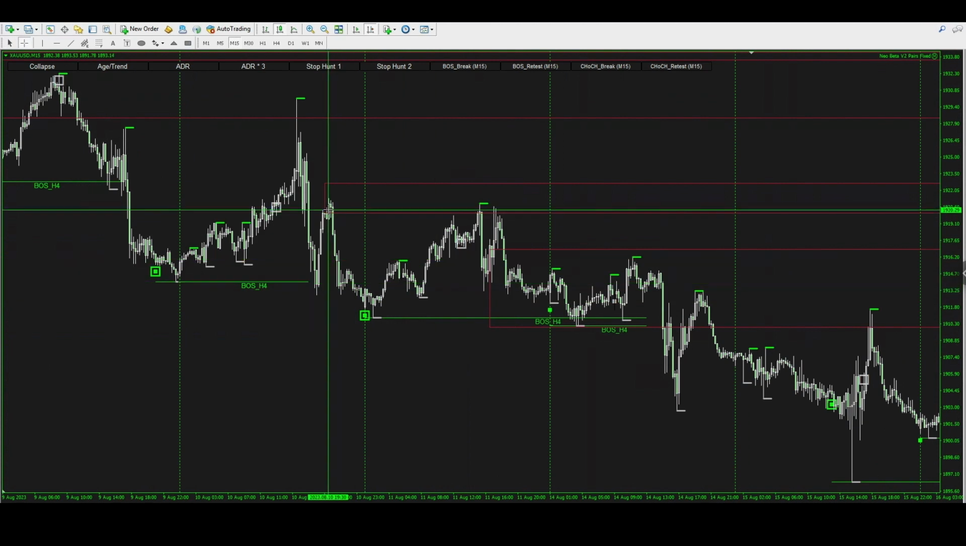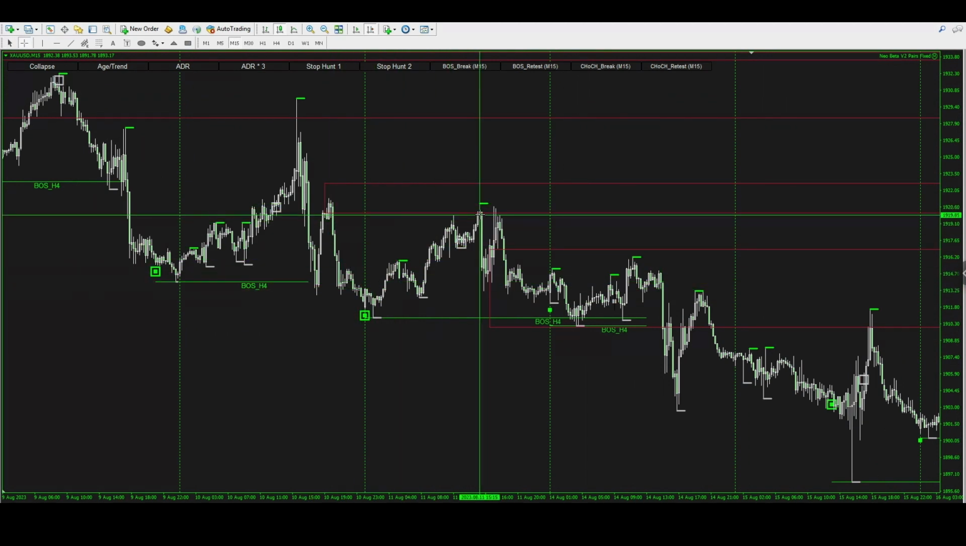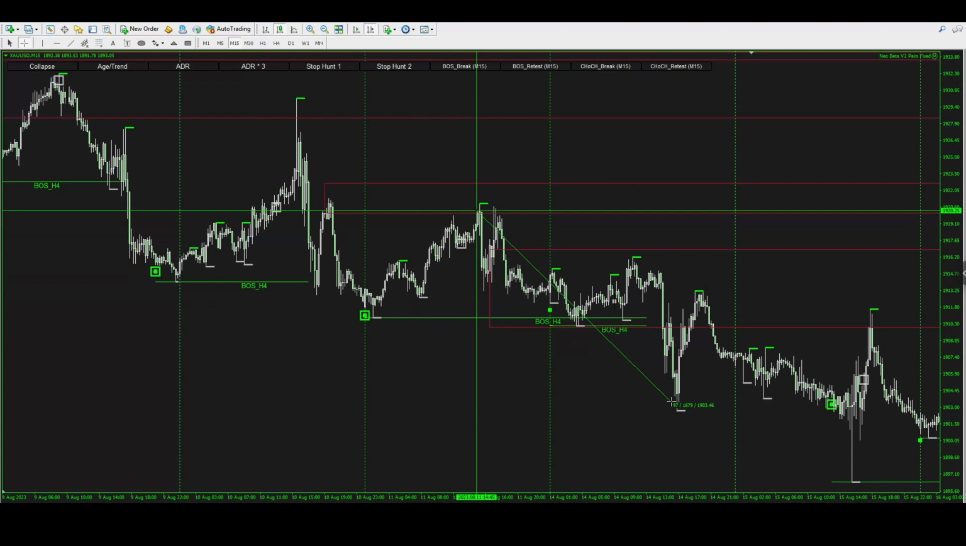Now we can see the same thing happened here. Price action sold down, pulled back to this area. Remember, there's a 4-hour break of structure. Now look at the continuation of this trade down to here. So you made about a 70 pip trade there. If you held it to the next day, that was 167 pips.